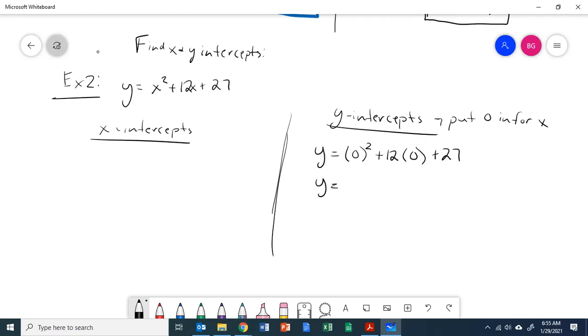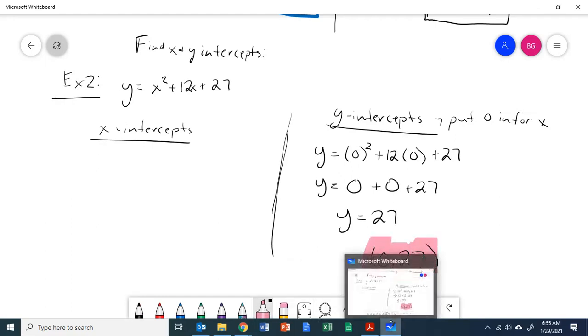Okay, now solving this, you're going to have y equals 0 squared is 0, plus 12 times 0 is 0, plus 27. That all combines together to be y equals 27. Now, just because you get that doesn't mean you're done. You need to make sure you write that as a coordinate. So we're going to have our coordinate for our y-intercept be 0, 27. Okay, so this is the y-intercept, 0, 27.